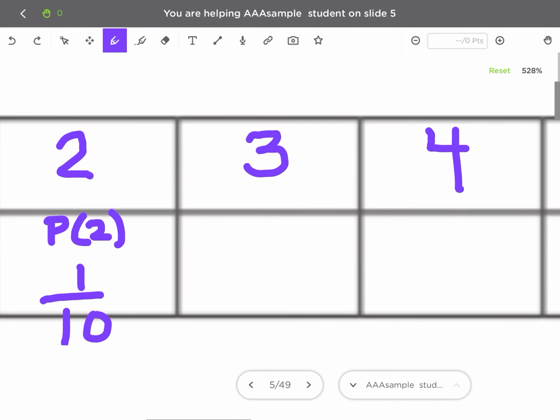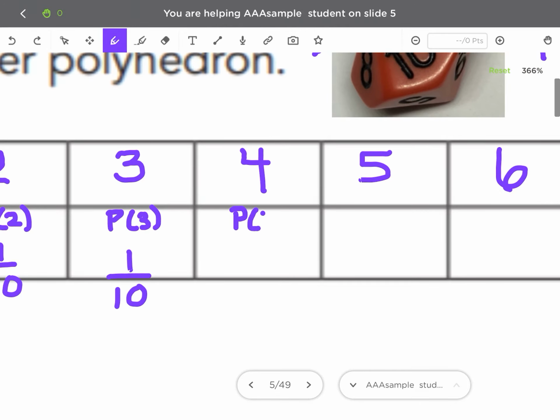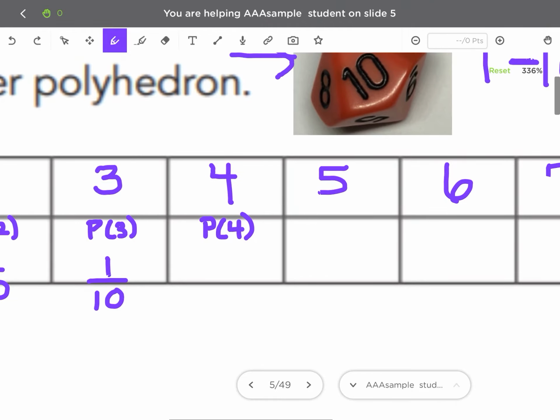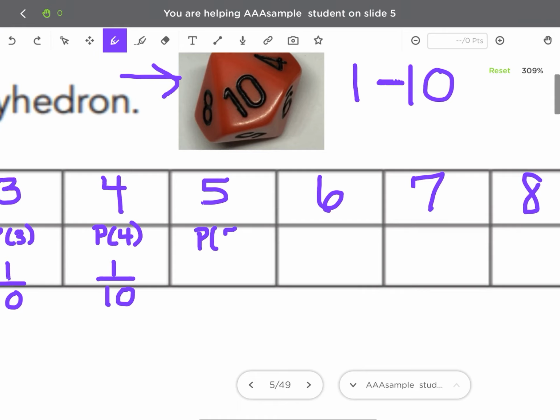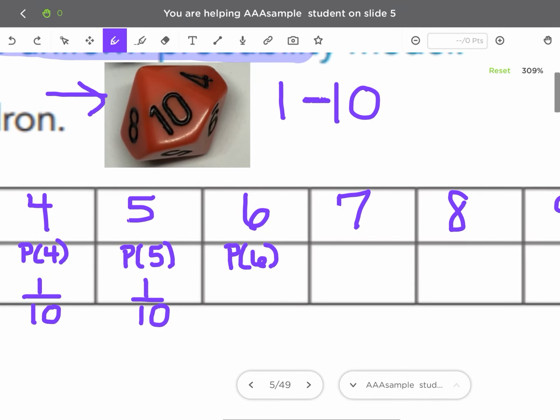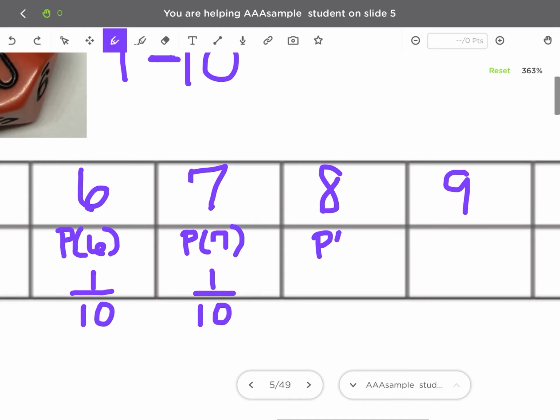The probability of getting a 2 is also 1/10, since there's only one number 2 out of 10. Probability of rolling a 3: there's only one number 3 out of 10. Probability of landing a 4: there's only one number 4 out of 10. So hopefully you're seeing the pattern that it's all equal. They're all 1/10. There's no number that repeats, so there's not two number 6s or three number 7s. It's an equal chance for any number. So we'd continue and just write 1/10 for all of these.